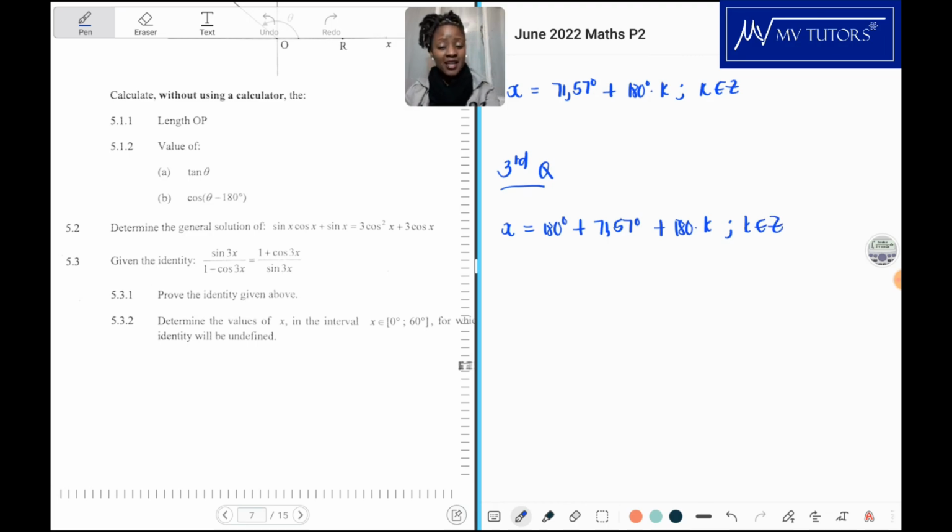Guys, you need to write that down. k has to be an element of integers. Okay, you can't have k being a fraction. So you need to state it, or else you lose marks, or a mark.